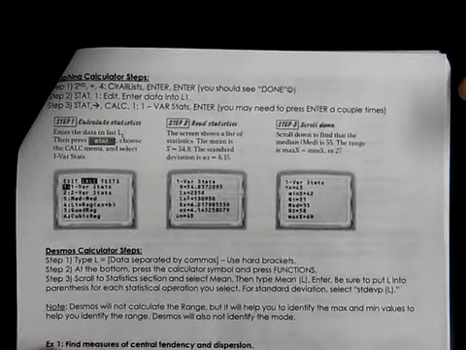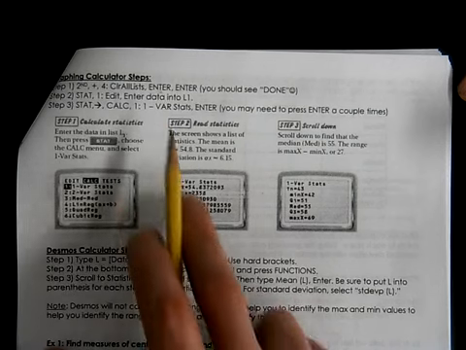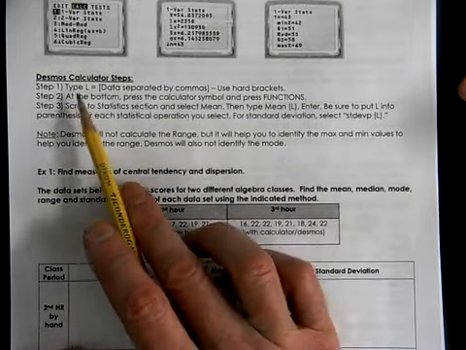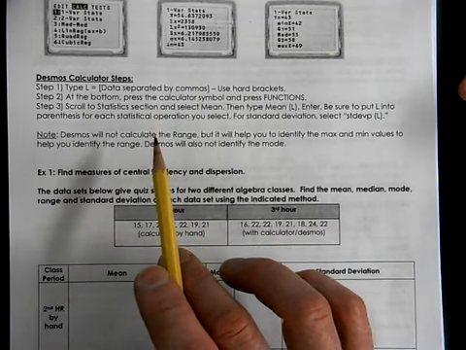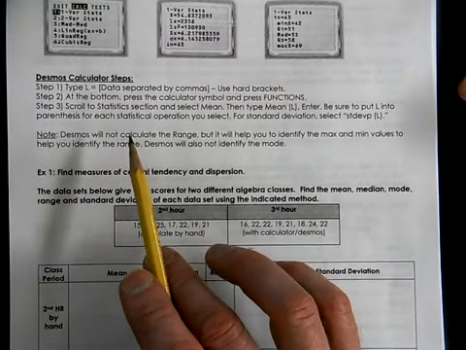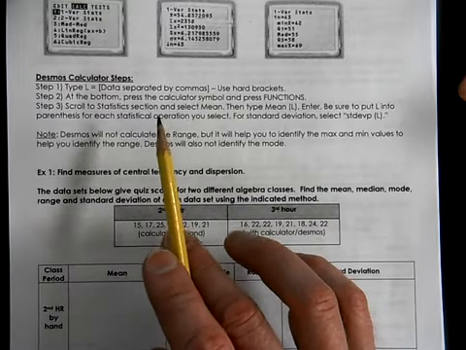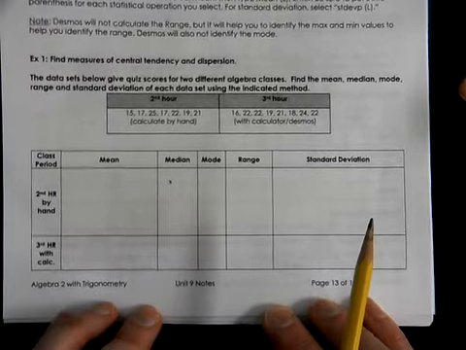All right, on our next page, we have a set of directions that talk about how to use the graphing calculator to find these statistics. And we have some directions for using Desmos to find the statistics. I find it a little bit more cumbersome to do it with Desmos, but I haven't used it a lot. I may show you some of that today. We'll definitely use the graphing calculator today.